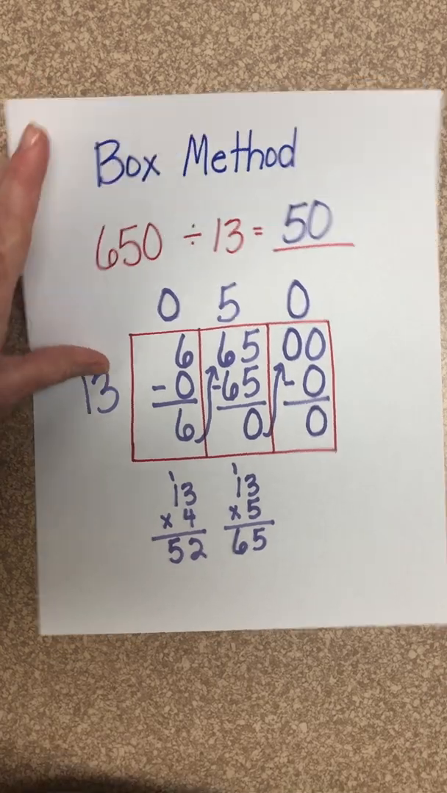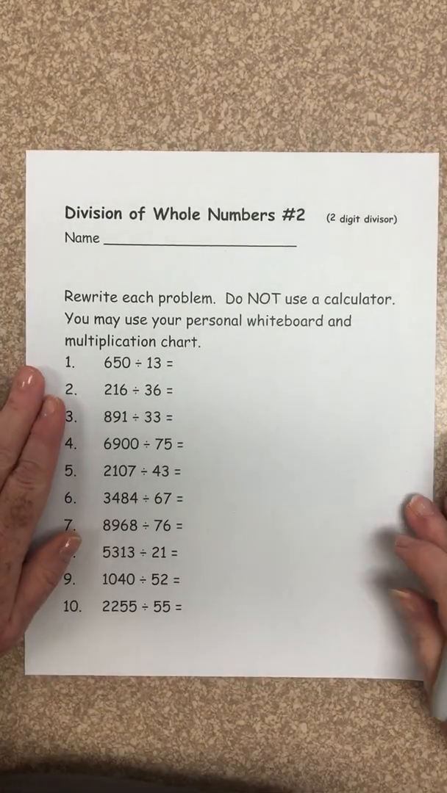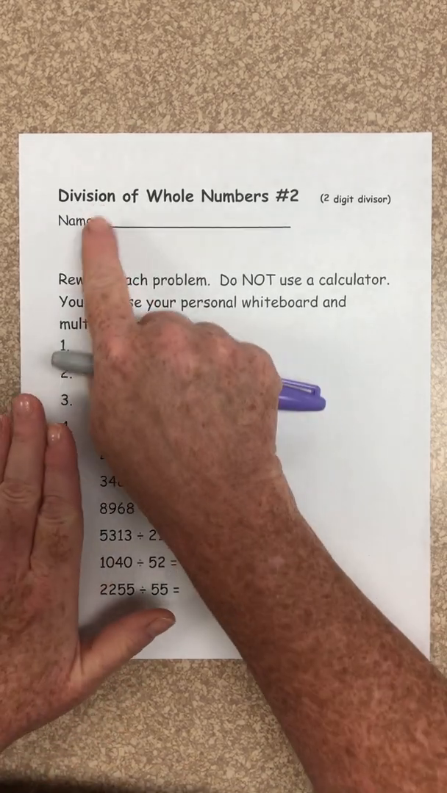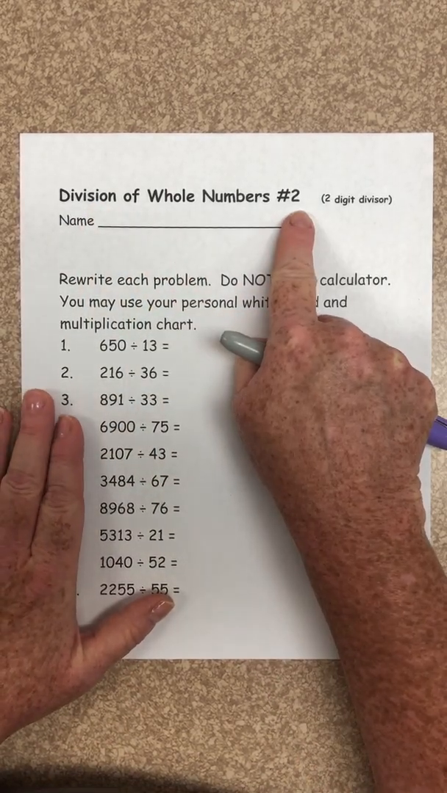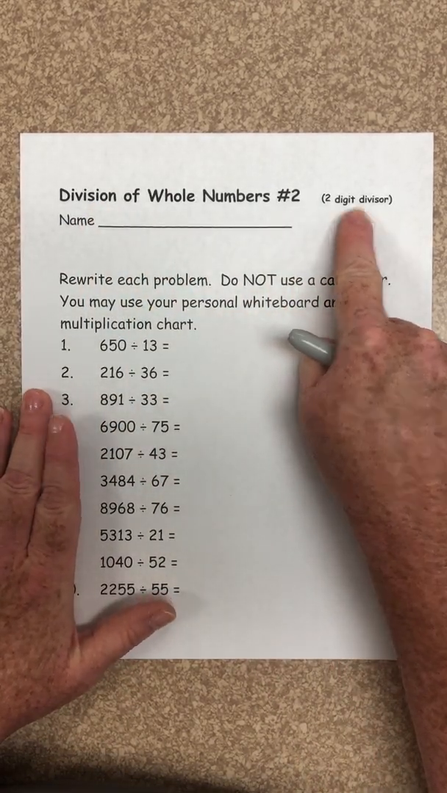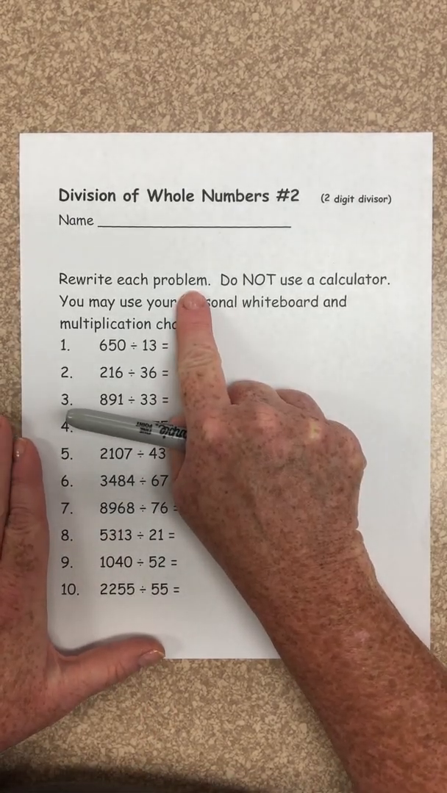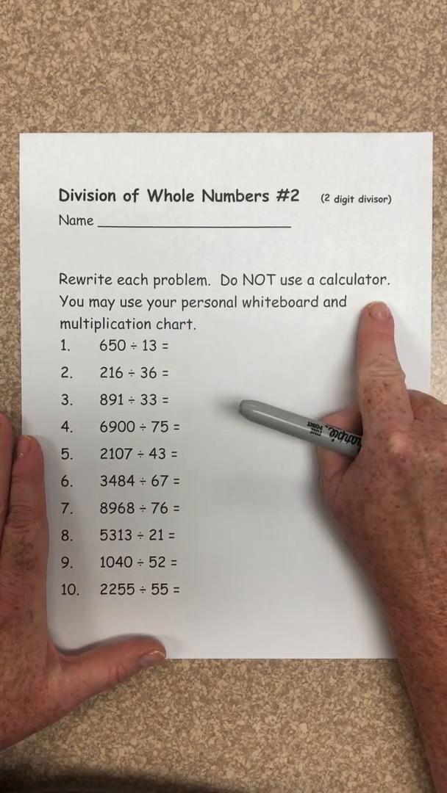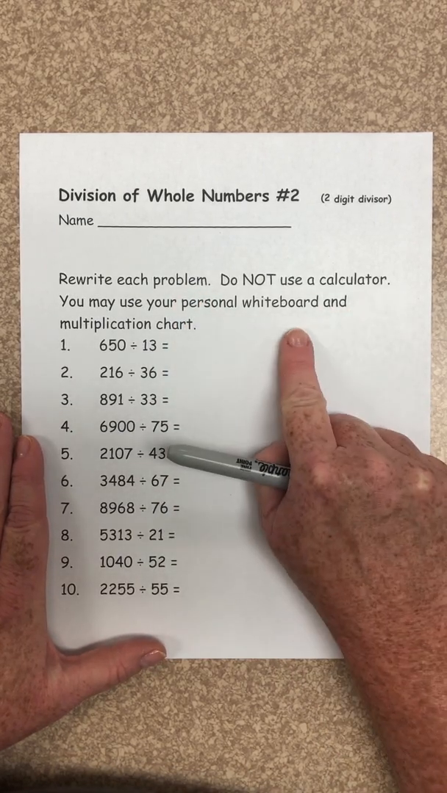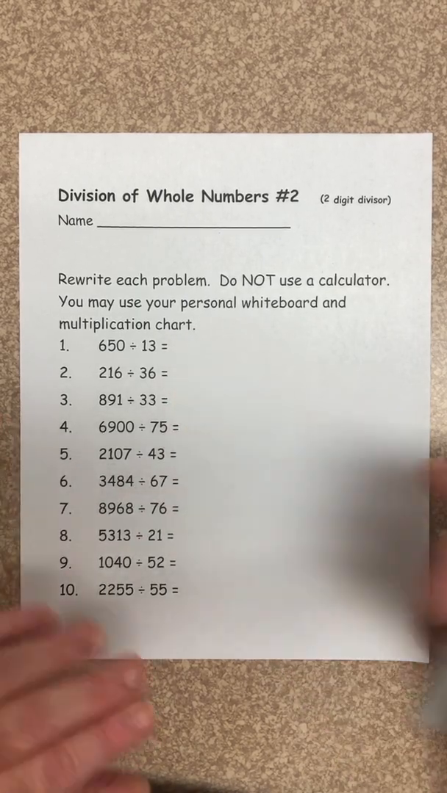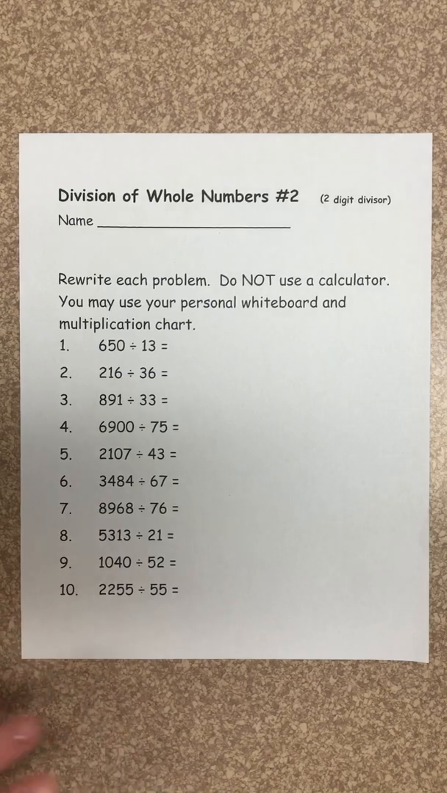Now let's look at the practice I would like you to do. This is division of whole numbers number 2, concentrating on 2-digit divisors. Please rewrite the problem. You have 2 methods that I've shown you that you can use. Do not use a calculator. You may use your personal whiteboard or paper and pencil, and you can use your multiplication chart.